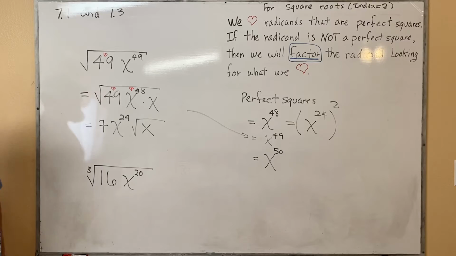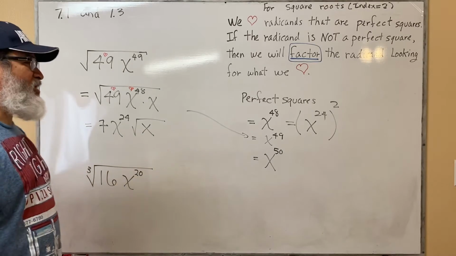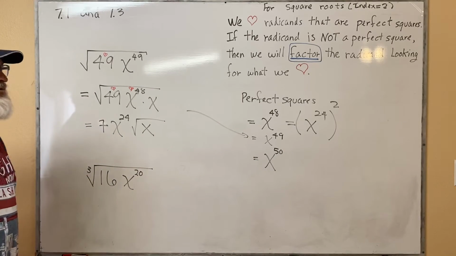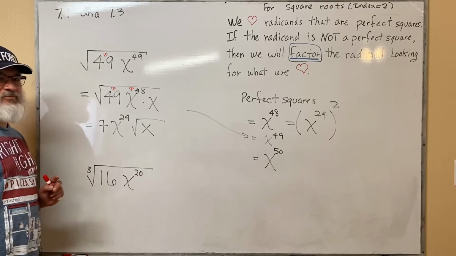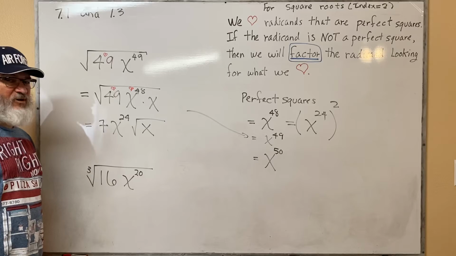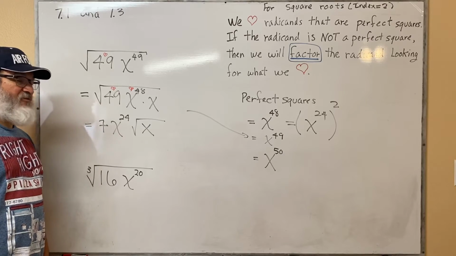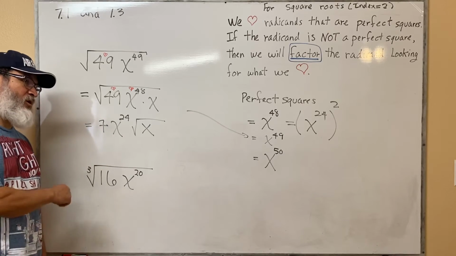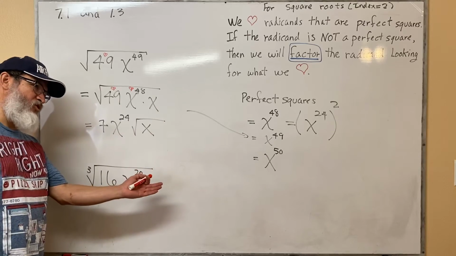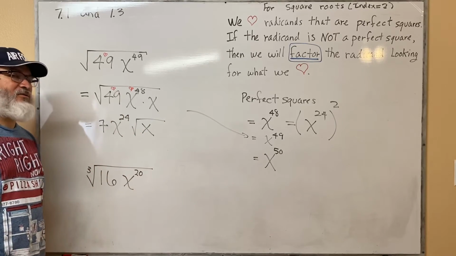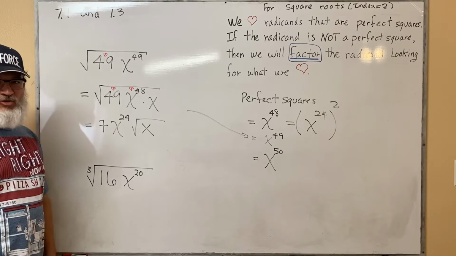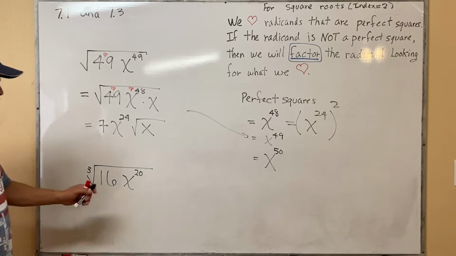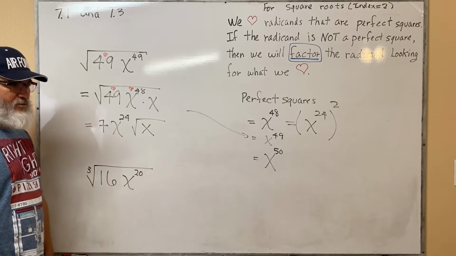Let's find the cube root of 16x to the 20th. Okay, now I'm looking for perfect cubes. 16 is not a perfect cube. 16 is a perfect square. Remember before, 64 was a perfect cube and a perfect square. That was nice. But 16 is only a perfect square, not a perfect cube. Okay, no problem. What about x to the 20th?